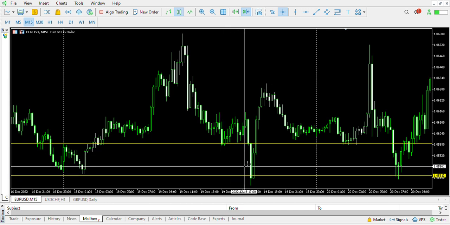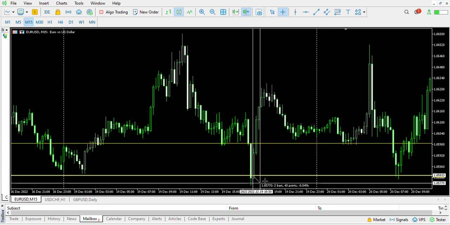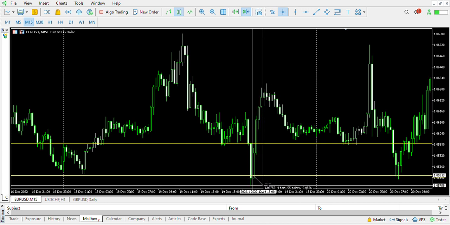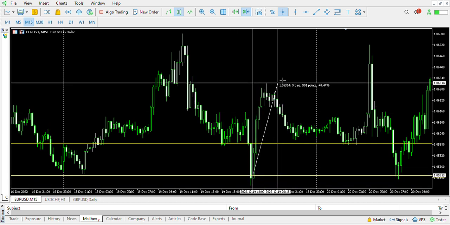So this is our entry point we were looking at, and I'll just show you here, the drawdown you would have got is 5 pips, yeah? And our initial reaction was 50 pips. So was that 1 to 10? Or no, 1 to 5 there, more or less, 1 to 5, initial reaction.